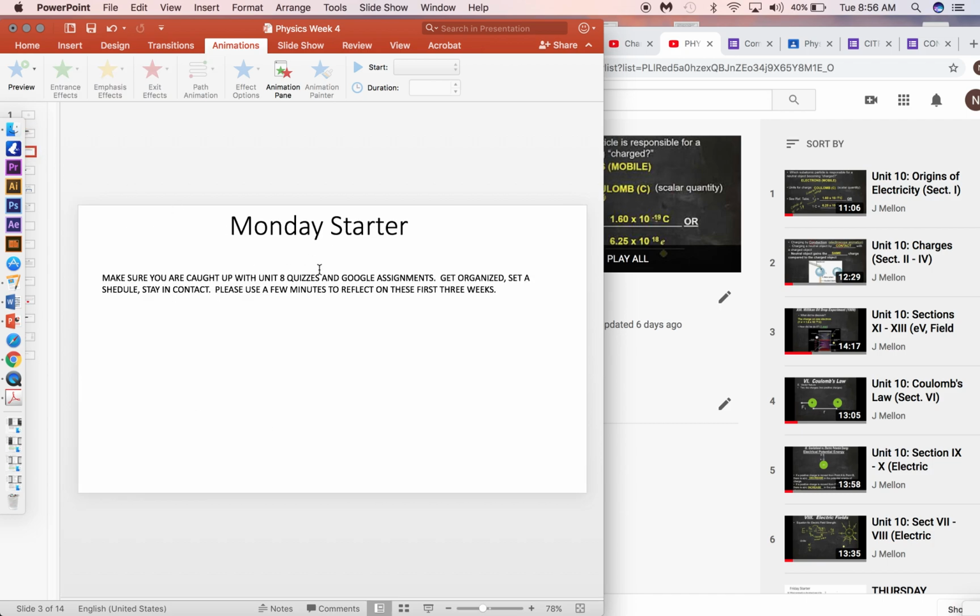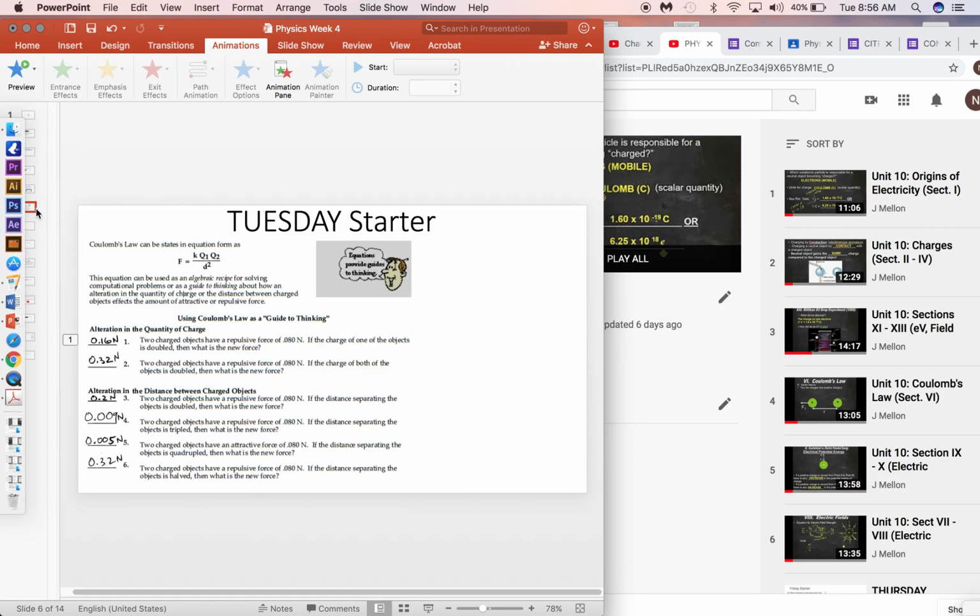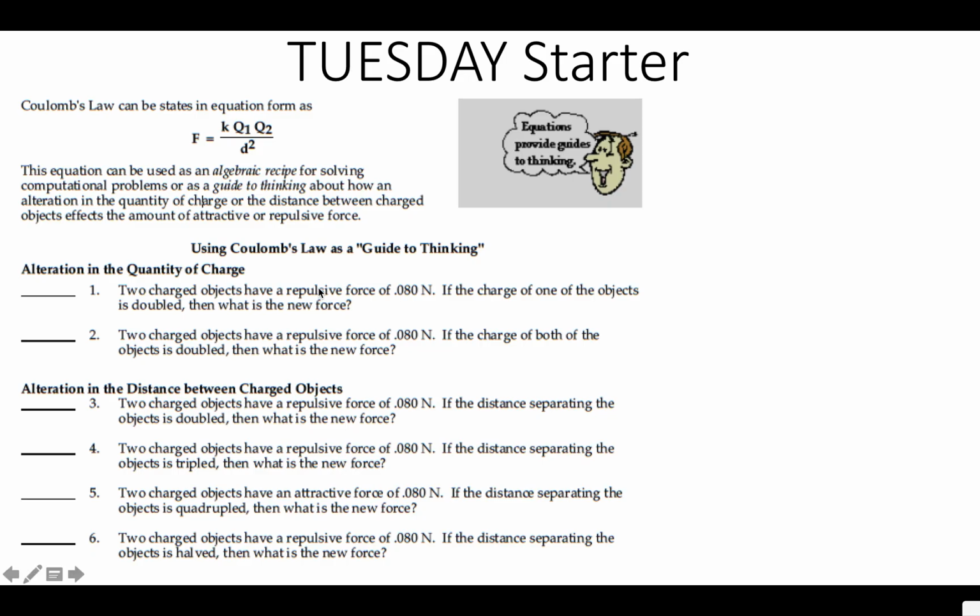In terms of yesterday's starter, you guys just had to make sure you were getting caught up. And remember, most of this information is right down here in your reference table. So let's take a peek here at how we solve some of these Coulomb's law equations.